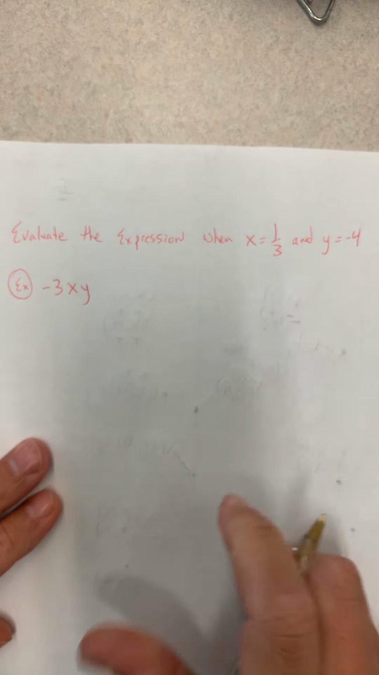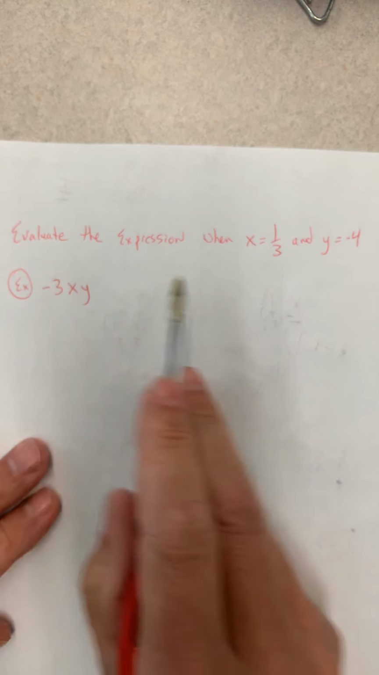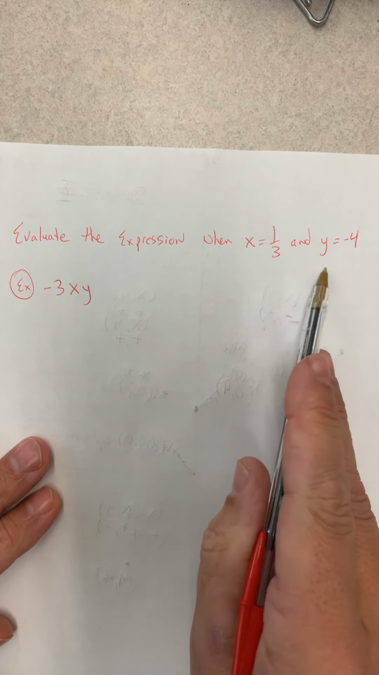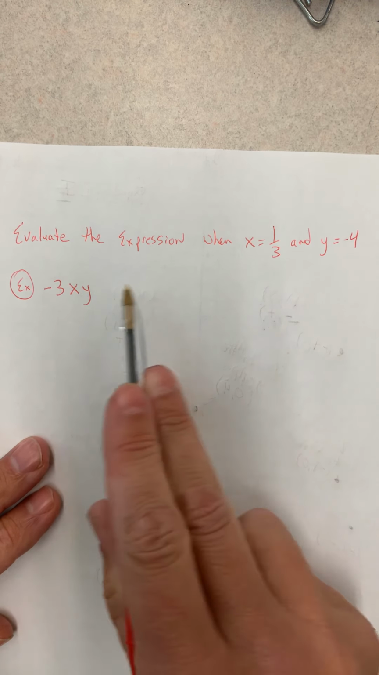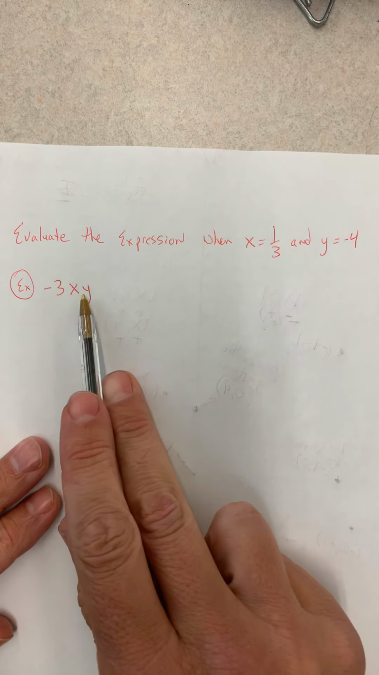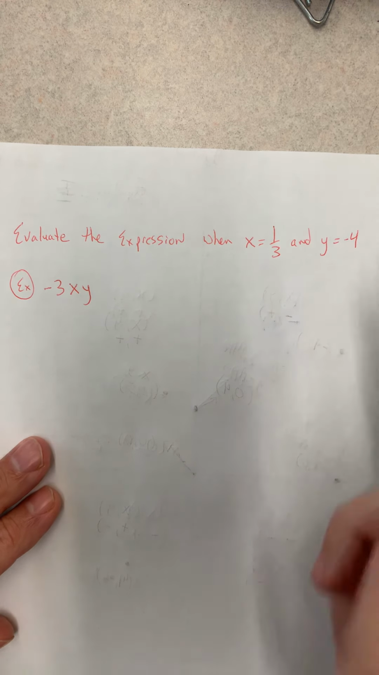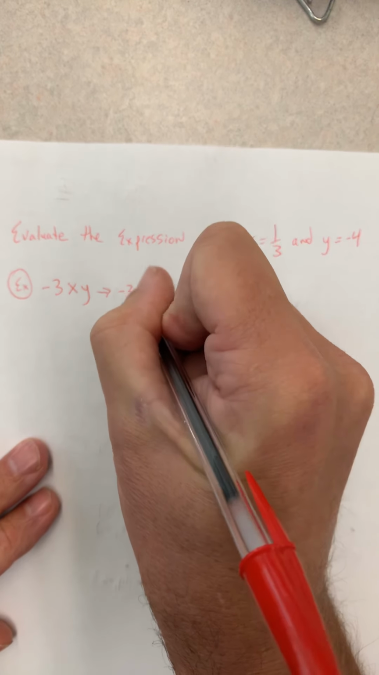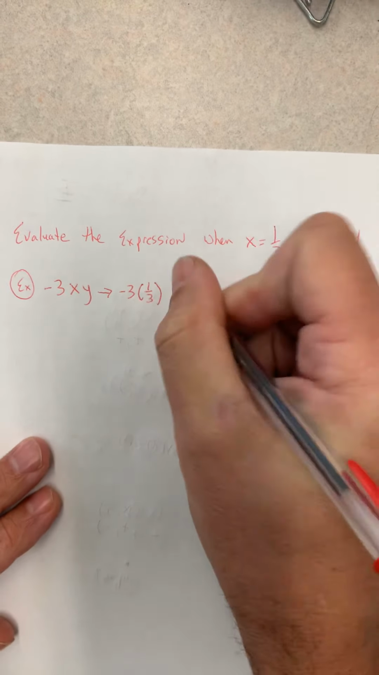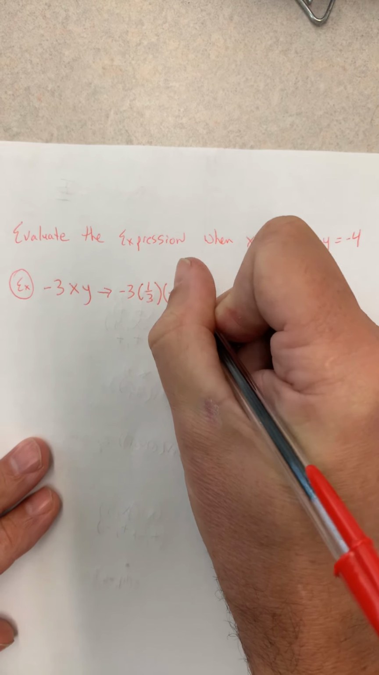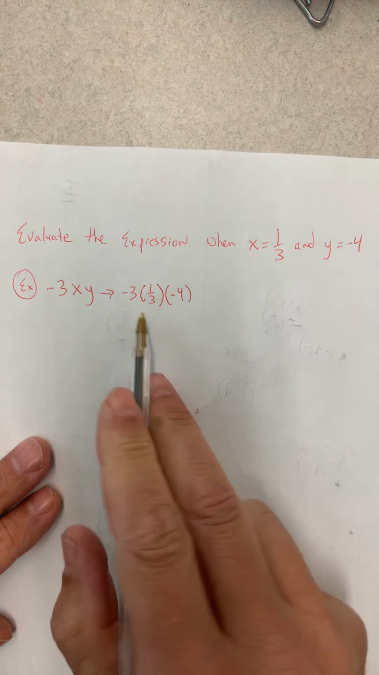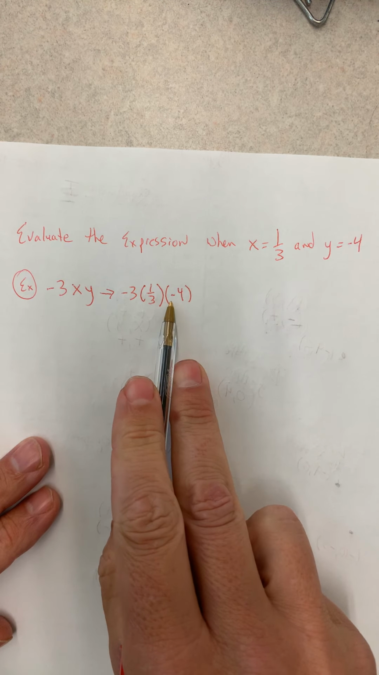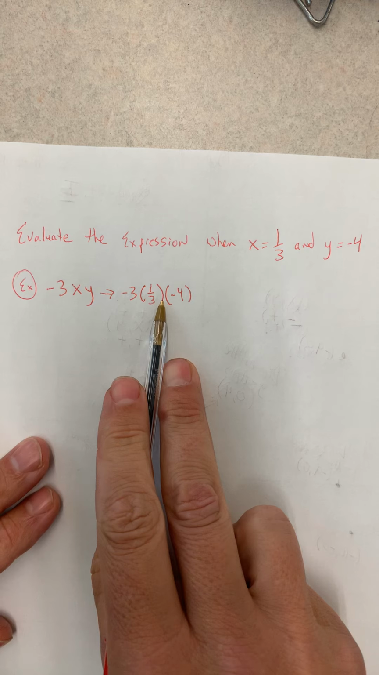You need to evaluate it. I need to have an answer. I have a value for x and y. You need to substitute these in. In order to evaluate this, I need to know what this equals when x is 1/3 and y is negative 4. So plug those in. This is negative 3 times 1/3 times negative 4. I just simply substitute these values in. One goes in for x, one goes in for y. And now I just multiply these straight across.